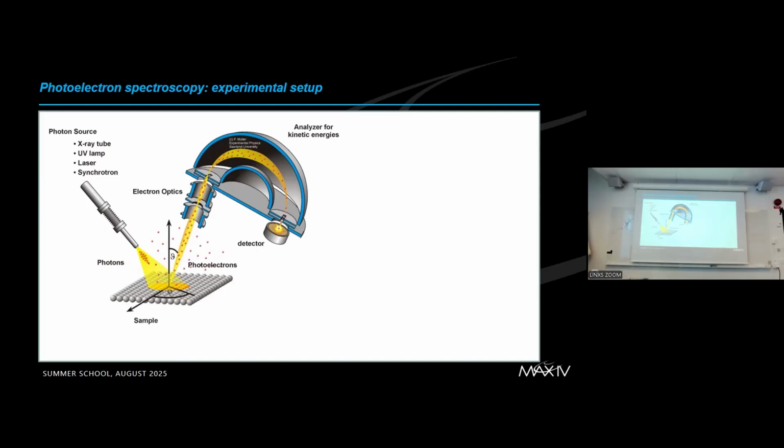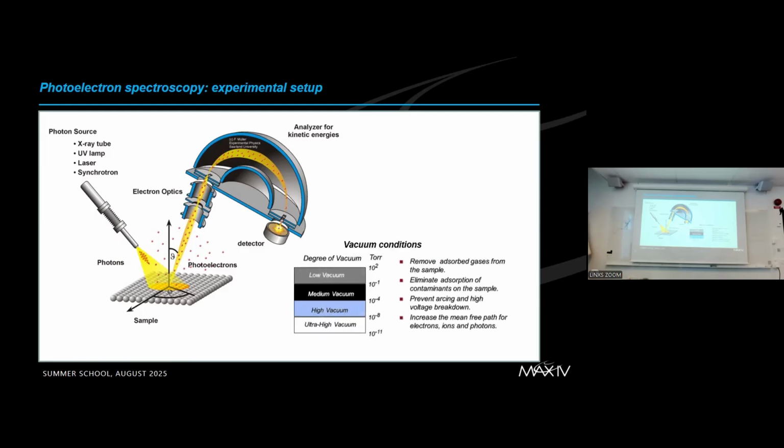Then the photons hit the system and create a lot of photoelectrons. These photoelectrons go through the lens system, and they are focused on the entrance slit of the hemispheres. In the hemispheres, they are deflected onto the detector. As you can understand, this can happen only in high vacuum, because otherwise the electrons will hit some particles on the way and will not reach the photoelectron analyzer. That's why the vacuum conditions for photoelectron spectroscopy are normally ultra high vacuum, so this is better than 10 to the minus 8 torr or millibar.